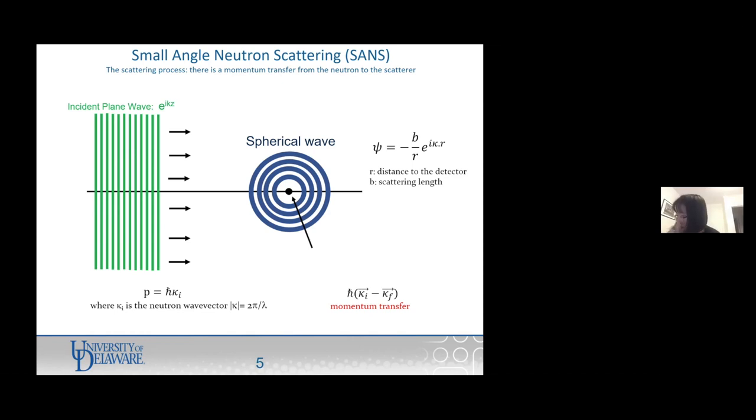Yeah, thank you. And then second question. So you talked about a lot of parameters we can get from this experiment: the molecular weight, radius of gyration, surface volume, vector structure. Are there any other parameters we can get, or are these all?